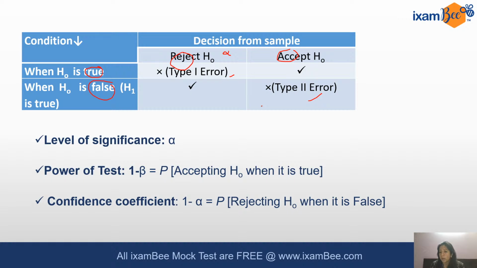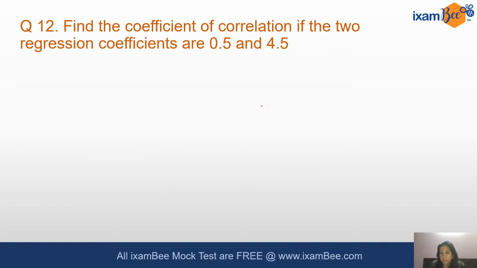And type 1 and type 2 errors are quite important terms in econometrics or stats, so go through these and try to look into the concept of it. So coming to the 12th question, find the correlation coefficient if the two regression coefficients are 0.5 and 4.5. So what is the answer for it? 1.5, 2.5, 3.5, 2.25, 0.09.